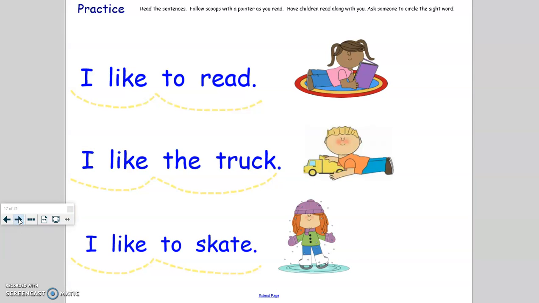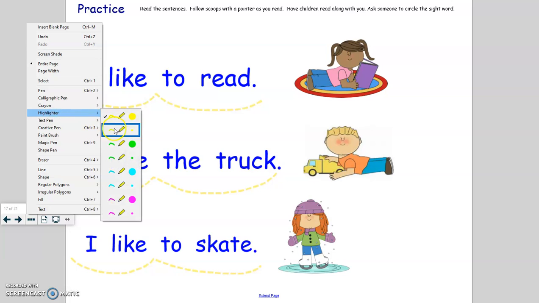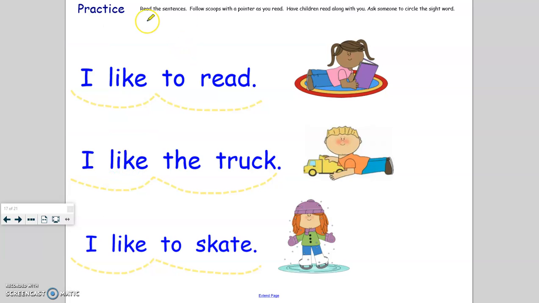Okay, so we're going to practice scooping. Now again, when we scoop, we're grouping words together so that we read more clearly. So I'm going to get my highlighter. I'm going to use blue today. It says read the sentences. Follow the scoops with a pointer as you read. Then we're going to circle the sight words that we see. So here's our first scoop, which means these two words need to be read together in a group. So let's practice it. I like to read.